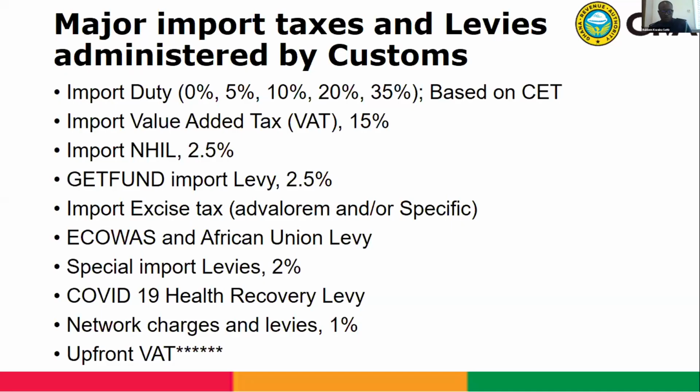Then 5% goes for raw materials or capital goods that are mainly used in production. It can be machinery or plaster of Paris, POP, that will be used in the production of cement. So it's a raw material for production. It comes at 5%, or it can be machinery that will be used in production. They come at 5%. Then 10% goes for intermediate goods, goods that are used to produce finished goods.